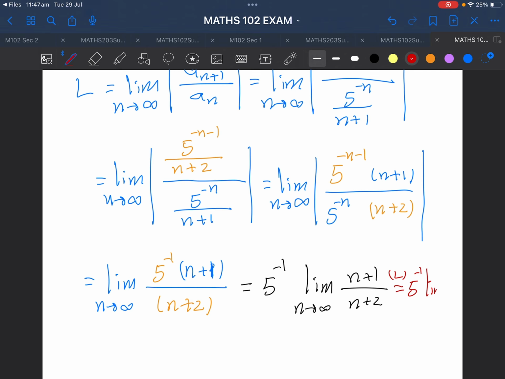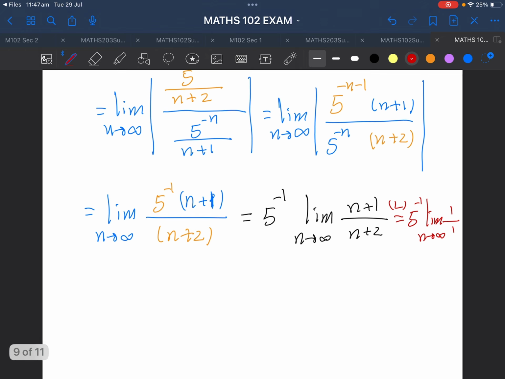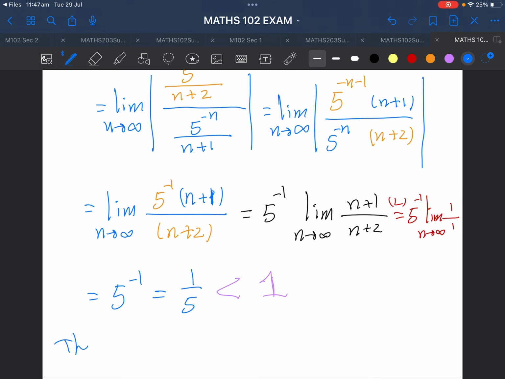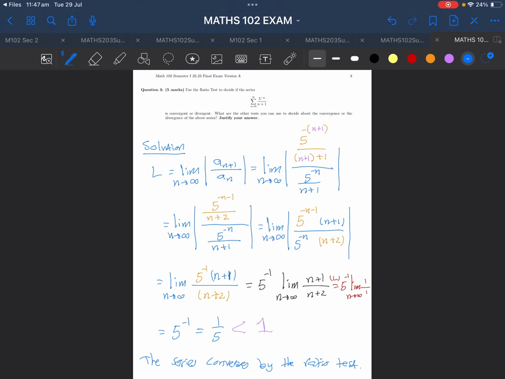So if I do L'Hopital, I need to find the derivative of the top, which is 1, and the derivative of the bottom, 1. 1 divided by 1, the answer is 5 to the negative 1, which is definitely 1 over 5, and then you have to compare it with 1. This is less than 1, so the series converges by the ratio test. Why the ratio test? Because the limit is less than 1. And that's how we solve this question.